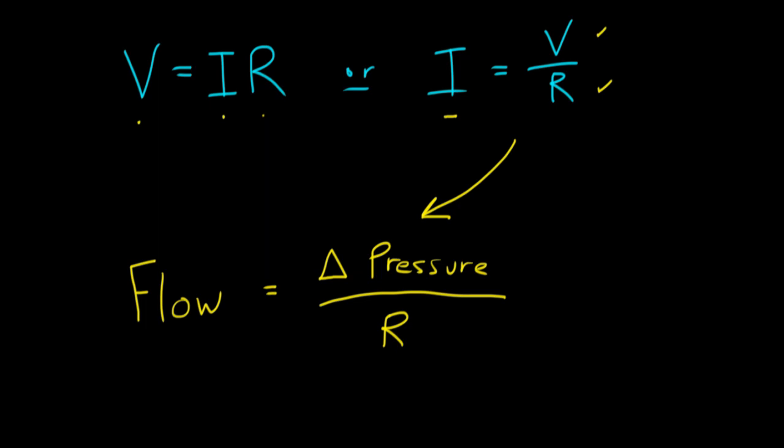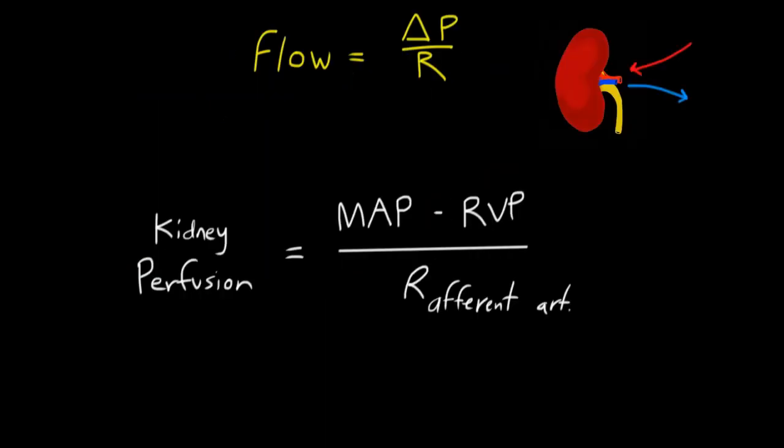Alright, let's look at this more closely. Okay, now you can see I've rewritten this equation to help define some of these terms. So the delta P in this instance, when we're thinking about kidney perfusion, is basically the pressure difference between the inflow and the outflow. So what's the inflow? Well, the inflow is the mean arterial pressure. Remember, this is the pressure of the blood flow coming in the renal arteries right off the aorta. And then what's the outflow? The outflow is the renal venous pressure, so the pressure in the veins coming out of the kidney.